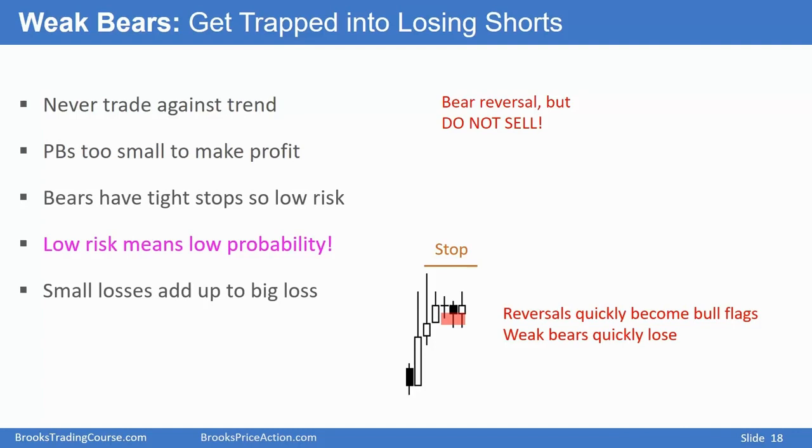A lot of the beginners like to sell in bull trends because the stop is close, but they ignore probability. Whenever you're taking a trade with a low risk, a small risk, chances are you're going to lose. The probability is going to be low. And if you get enough of those small losses, 3, 4, 5 small losses, it can add up to a pretty big loss. So whenever you're in a market where the pullbacks are very small, even if you see a lot of weak-looking bull bars, do not sell, because on a higher time frame, it's a bull breakout.